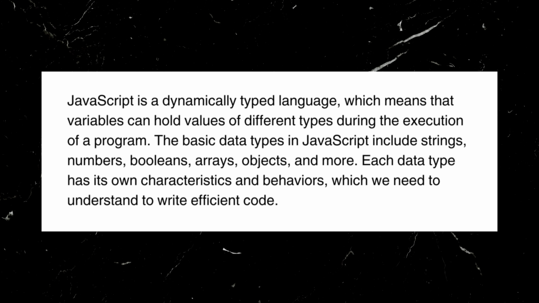So, JavaScript is a dynamically typed language, which means that a variable can hold values of different types during the execution of a program. The basic data types in JavaScript include string, number, boolean, array, object, and more. Each data type has its own characteristics and behavior, which we need to understand to write efficient code.